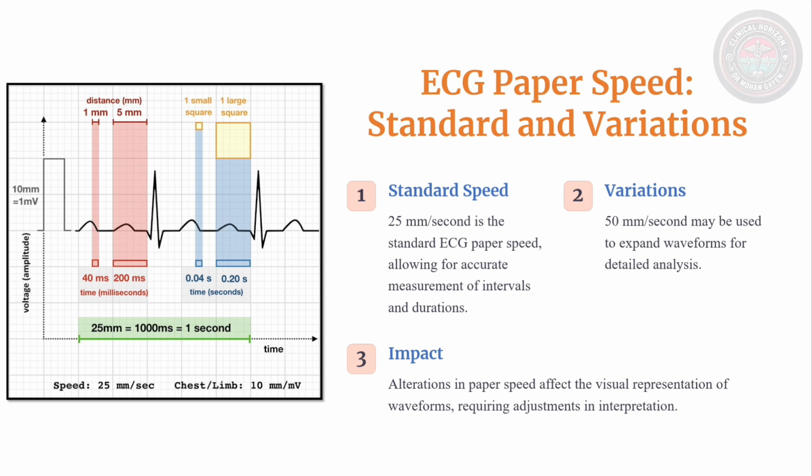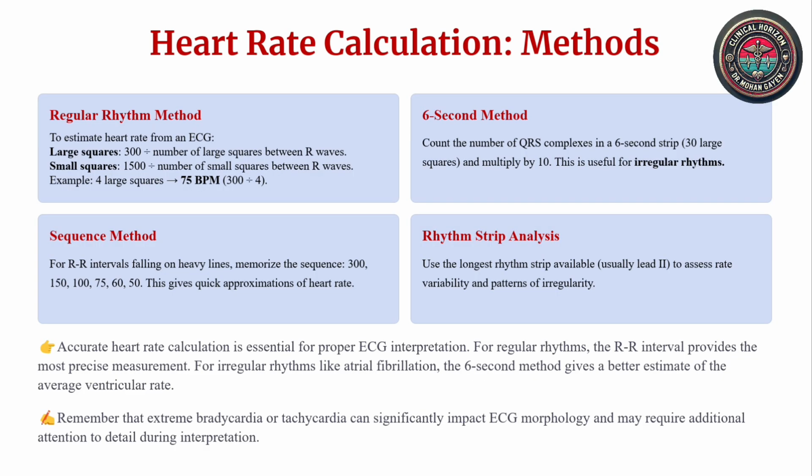Next, we assess the regularity of the rhythm. A normal heart rhythm is consistent, with each beat following a steady interval. However, some conditions like atrial fibrillation produce an irregularly irregular rhythm, where the timing between heartbeats varies unpredictably. Recognizing these patterns is key to identifying arrhythmias.